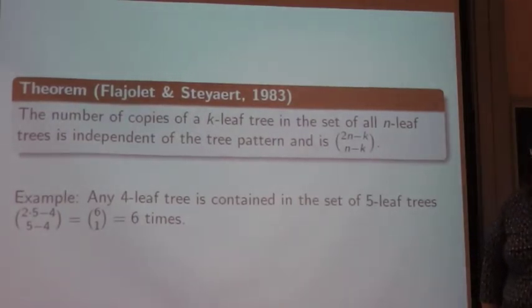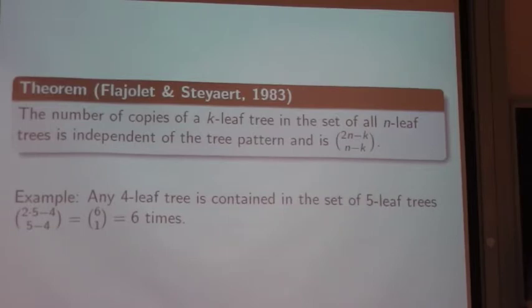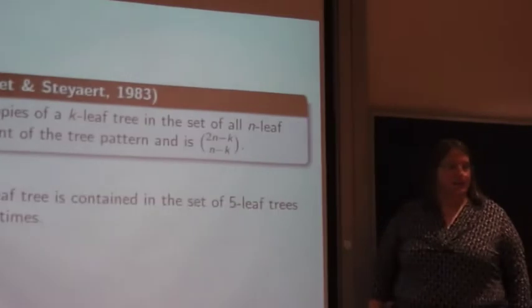And the result I want to say about contiguous trees is this. It's from Flajolet and Steyaert from 30 years ago at this point. And they say the number of copies of a k-leaf tree in the set of all n-leaf trees doesn't depend on which k-leaf tree you picked. And the number of copies you get is exactly this binomial coefficient. So if I picked any one of the 4-leaf trees over there and looked at how many times they were contained in the set of all 5-leaf trees, I should see each one of those exactly 6 times.